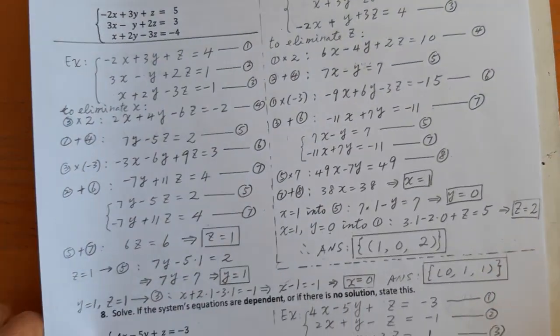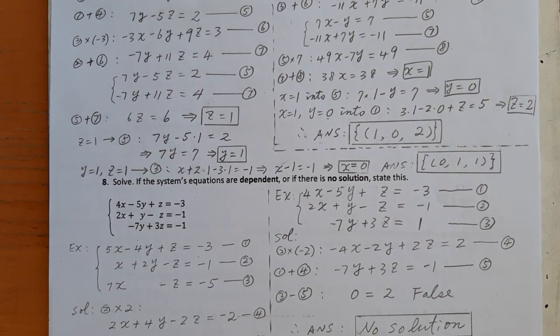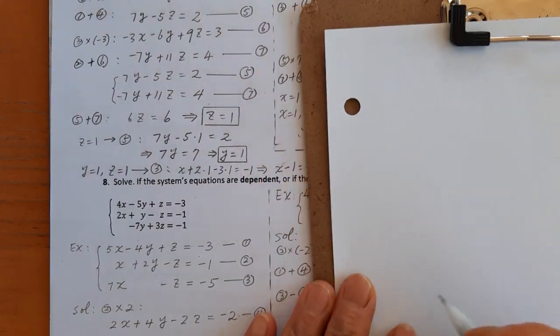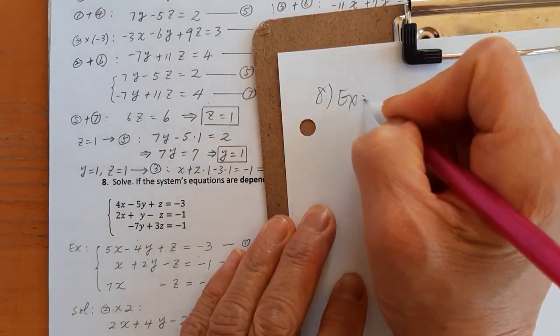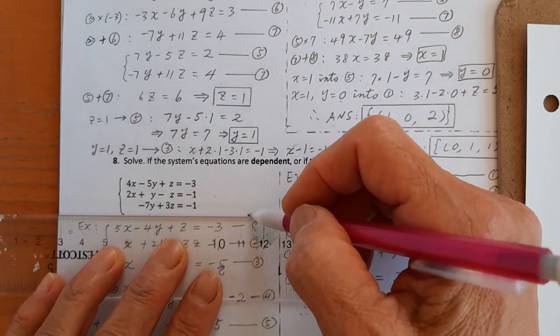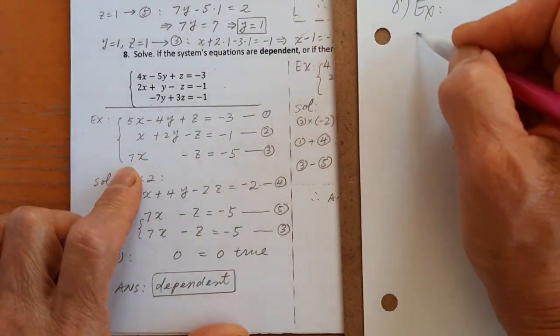Question 7. Then next one, question 8, is also a 3-variable linear system. So we do an example of question 8. Here, this is your homework question. I'm going to do this one example.